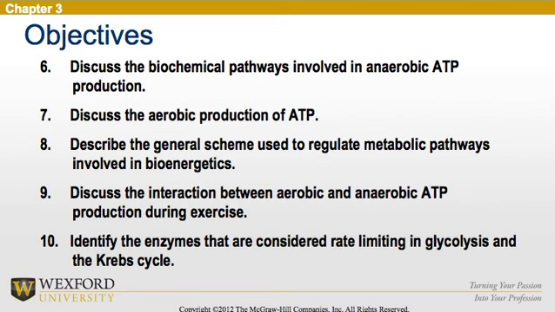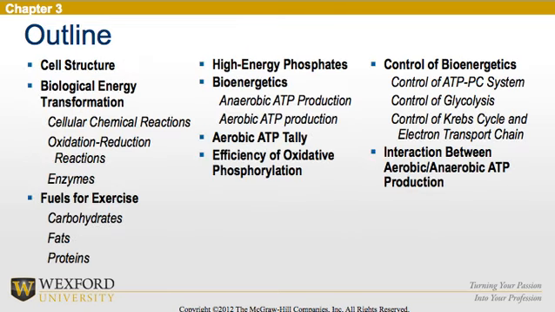6. To discuss the biochemical pathways involved in anaerobic ATP production. 7. To discuss aerobic production of ATP. 8. Describe the general scheme used to regulate metabolic pathways involved in bioenergetics. 9. To discuss the interaction between aerobic and anaerobic ATP production during exercise. And 10. To identify the enzymes that are considered rate-limiting in glycolysis and the Krebs cycle.